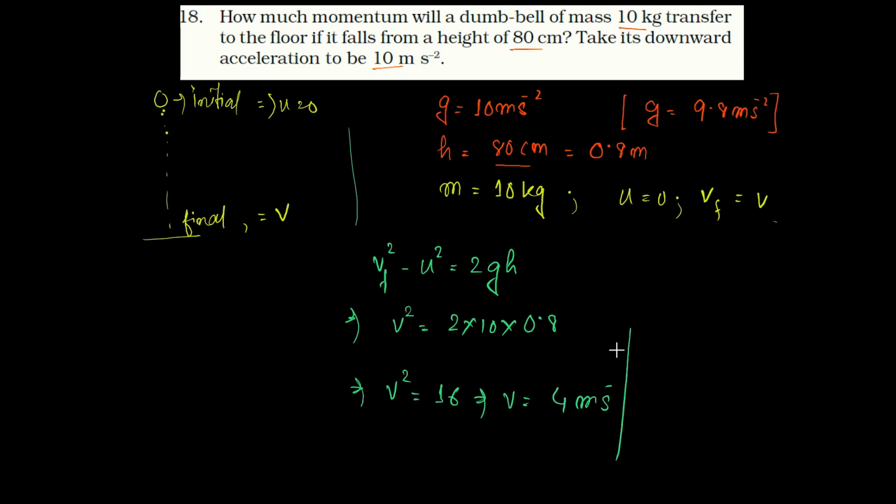Now we have to calculate the momentum because we have got the velocity. So the momentum P is going to be what? mv. M is given as how much? 10 kg, and the velocity is 4 meter per second, right? So you are going to get 40 kg meter per second. Okay, this is the solution of this question.